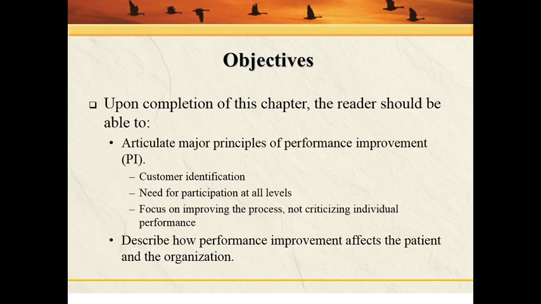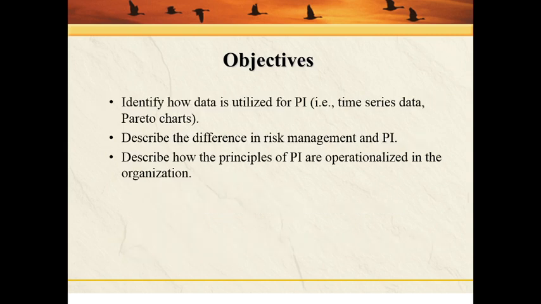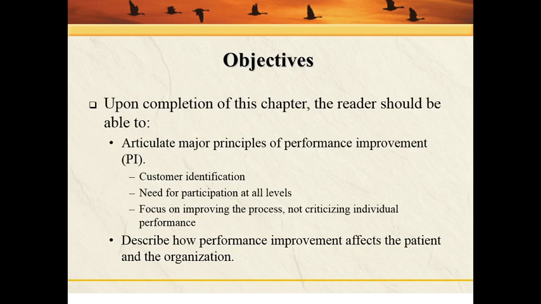Upon completion of this, you should be able to articulate the major principles of performance improvement activities, which are customer identification, need for participation at all levels, and focusing on improving the processes, not criticizing individual performances. Also describe how performance improvement affects the patient and organization, identify how data is utilized for PIs, for example time series data, Pareto charts, etc., describe the differences in risk management and PI, and describe how the principles of PI are operationalized in the organization.